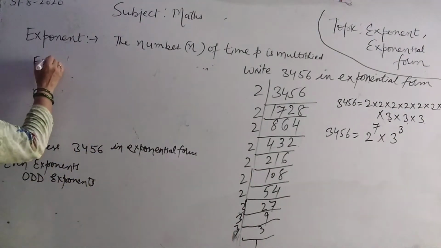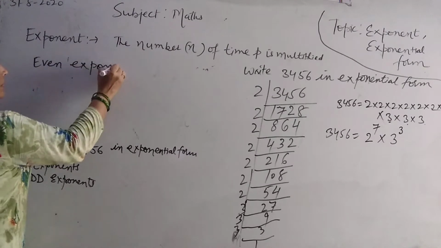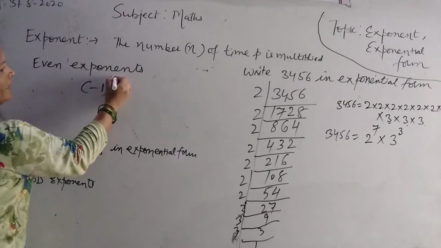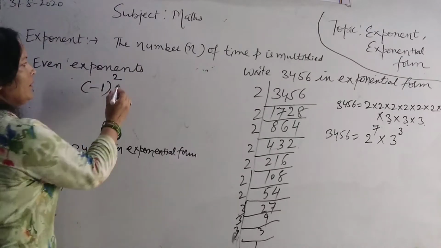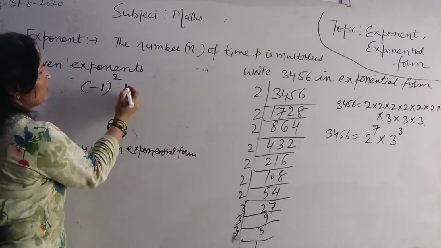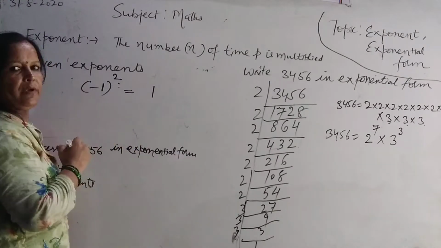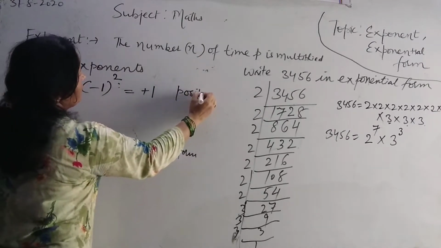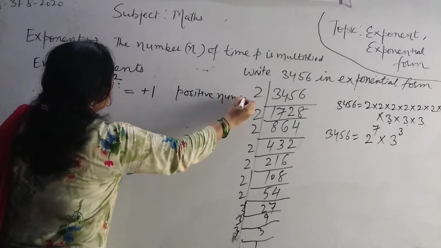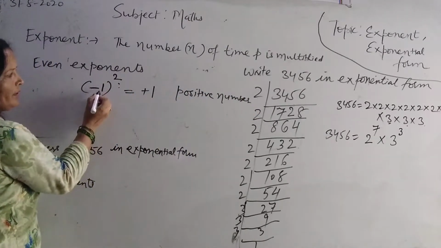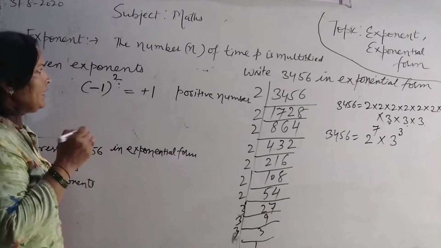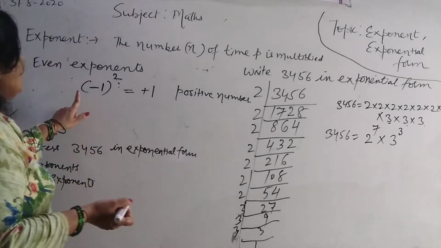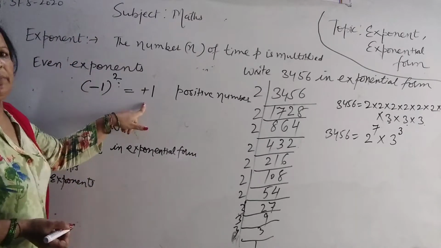What are even exponents? Suppose any rational number, -1 raised to power 2. Here the power is positive, so the answer will be positive. When any negative number is raised to power 2, or any even number like 4, 8, 10, if the negative base is there, then the answer will be positive.